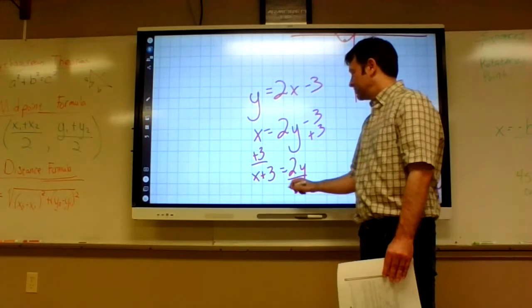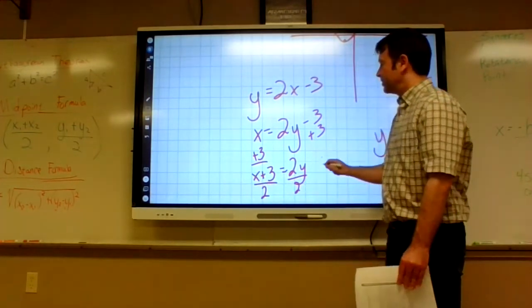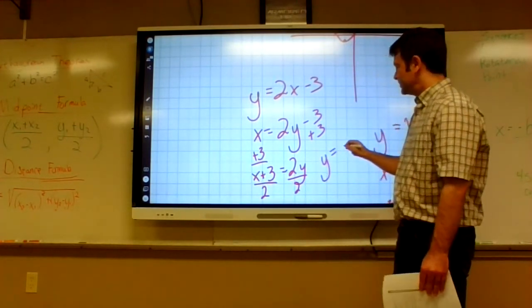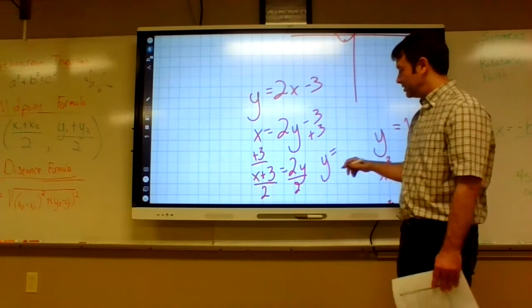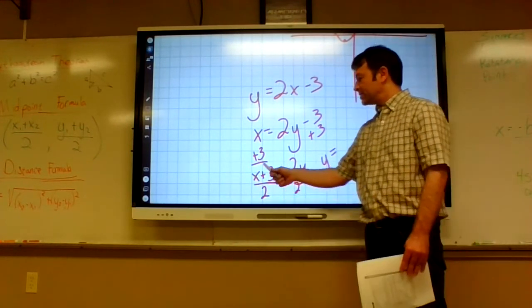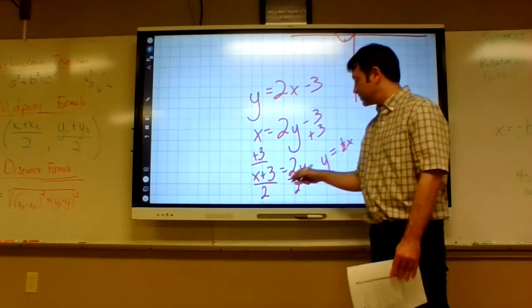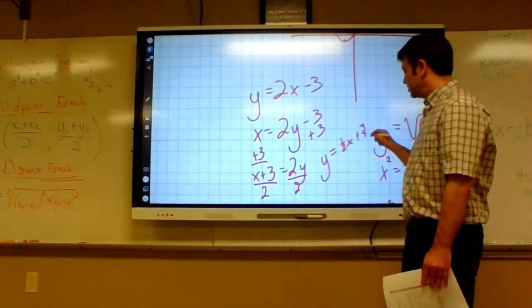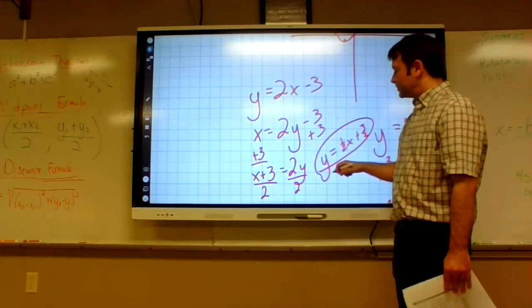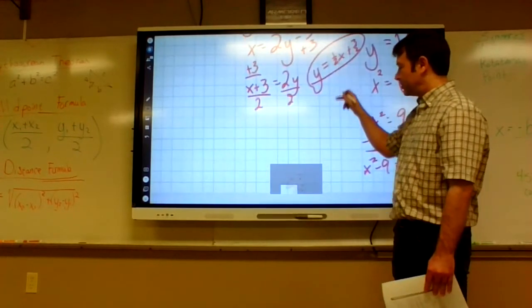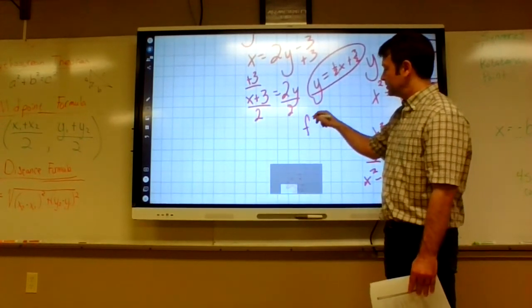We really should have started with it. Yeah, well, it's good math practice though. Basically it's this, or 1/2 x plus 3 halves, or something like that, divided by 2. That's the inverse function. You guys remember the inverse notation?